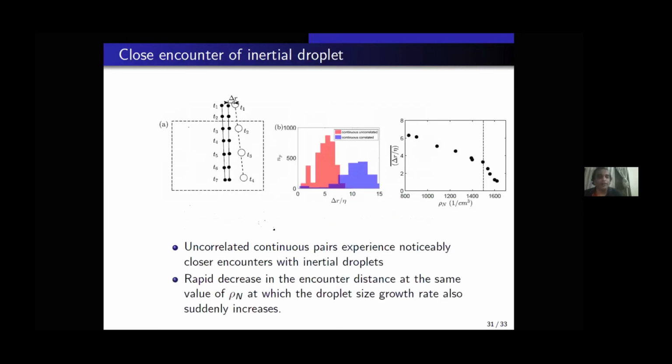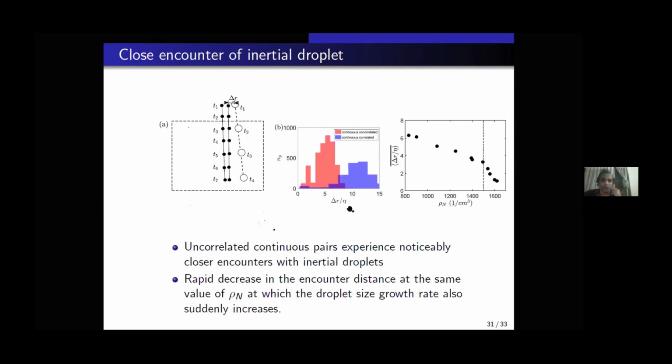This we explain essentially by observing that several of these continuous droplet pairs are encountering a large inertial droplet in their neighborhood. So what we observed in our analysis of all the LDM images is that there were some droplet pairs that were encountering a large inertial droplet in their neighborhood. This occurrence, a close encounter of an inertial droplet, is introducing fluctuations in the velocity of the small droplet pair, which in turn makes this continuous droplet pair uncorrelated.